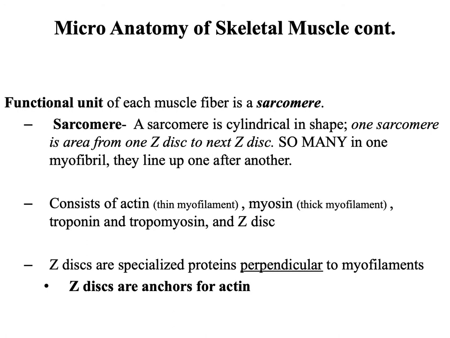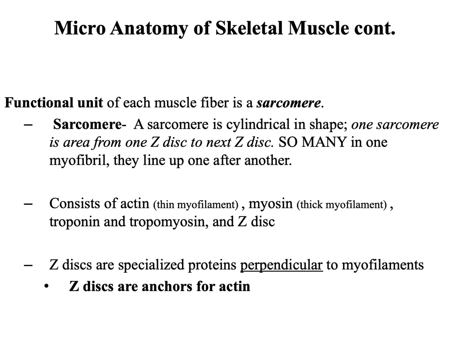But let's just do, let's say, biceps. Your biceps is starting up at your shoulder. It's finishing on your radius. That's a long muscle. We have longer ones, right? Your quads. But on a microscopic level, that's thousands of sarcomeres.